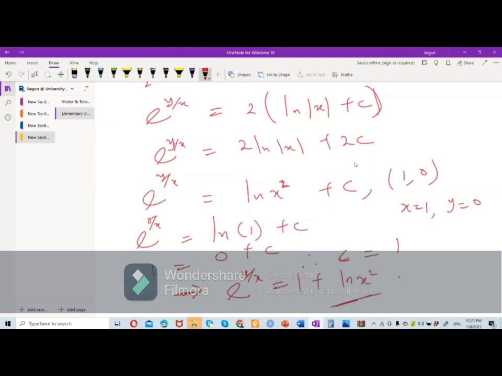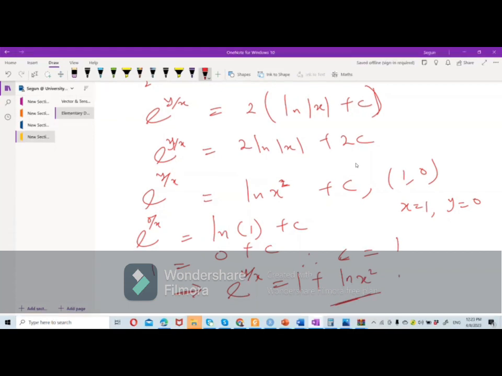That's what we have as our exponential in this manner. Any question? Okay, silence means no question. Then we can proceed.